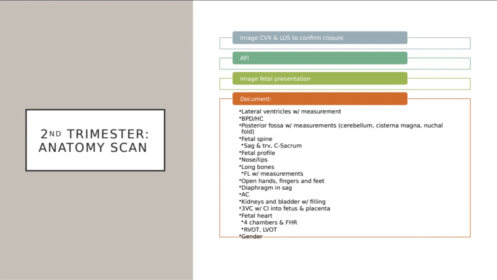We also want to make sure that we can document our diaphragm in sagittal. We want to make sure that in sag we are showing the heart above the diaphragm in the thoracic cavity and the stomach below the diaphragm in the abdominal cavity.